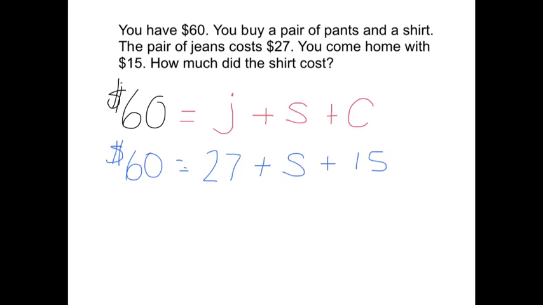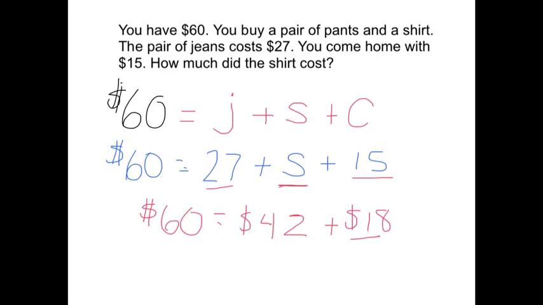Now, if we wanted to find out how much that shirt really costs, we would say that $60 is equal to the cost of the jeans and the change that's left over, so that's going to be $42, plus the shirt. Well, we need to figure out 42 plus what makes 60. Well, that would be $18. So the cost of the shirt is $18.